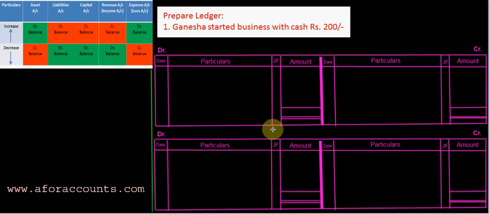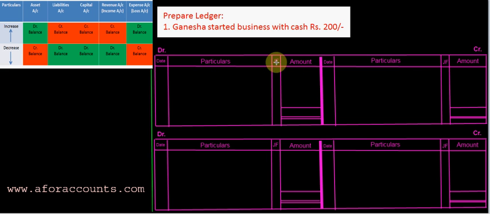Let's start with the chapter ledger. Let's try and start posting entries into the ledger. Have a quick look at the format. This is the debit side. This is the credit side. Date, particulars, journal folio, amount.